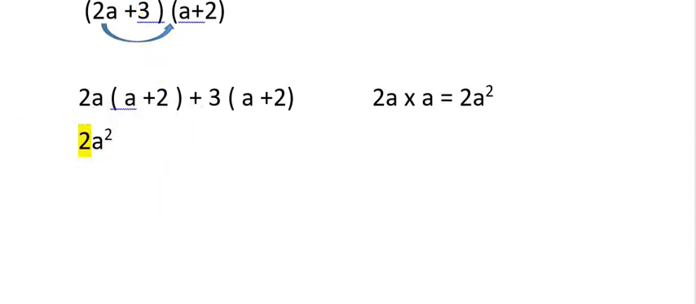For this number which goes with a square, we give a special name. We call it the coefficient of a square. We use the term coefficient. The coefficient of a square is two. So remember the term coefficient. So let's expand this expression. Then 2a multiplied by 2, that is plus 4a.